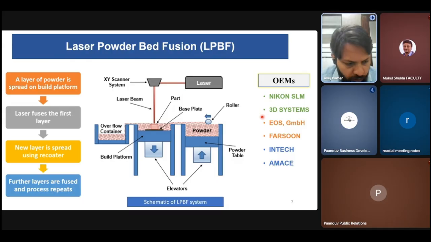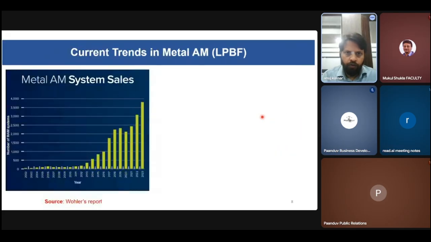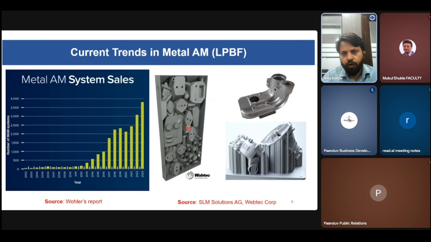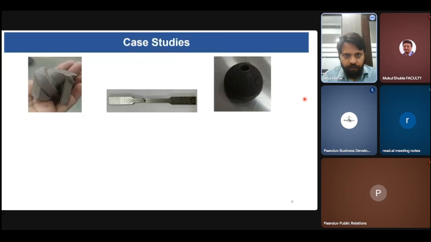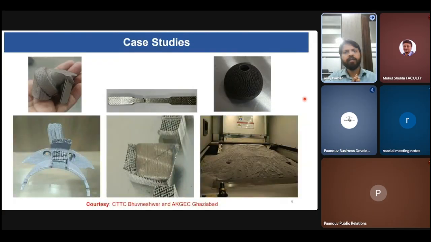There are so many OEMs available for producing LPBF systems, but we have to go for just a quick overview of the current trends in metal AM. The sales are increasing year by year, as the sector is evolving into many domains like defense, aerospace, tooling, or energy. These are some complex parts. Sir already showcased you some very intricate objects. So these are the case studies.